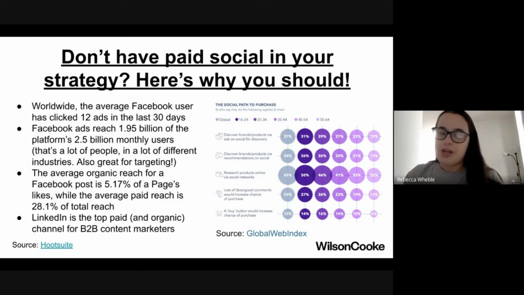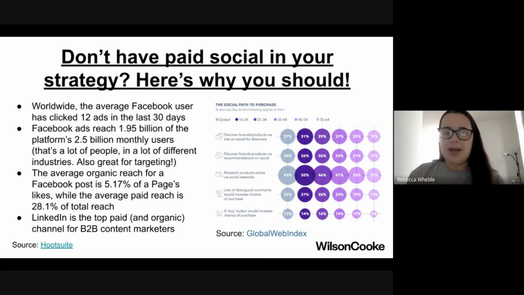The average organic reach for a Facebook post is 5.17% of the page likes, whereas the average page reach is 28.1. That goes back to what do you want to get out of ads. So if you're looking at the awareness and the reach stage, a great part of that is using that engagement objective and getting people engaged and getting that reach up.